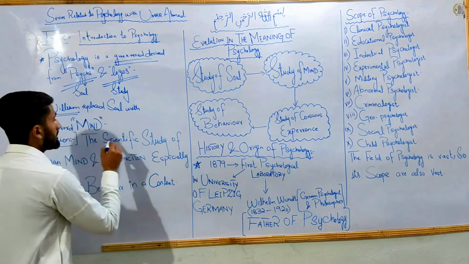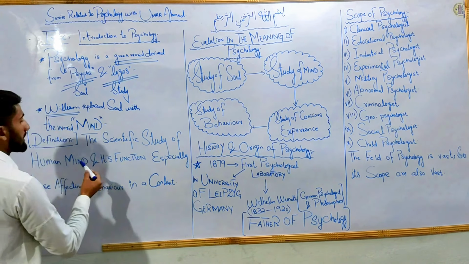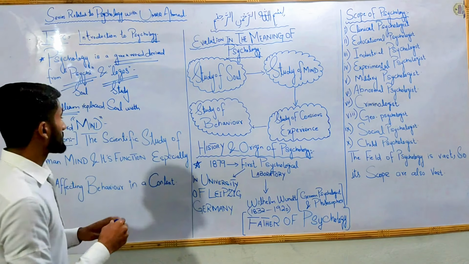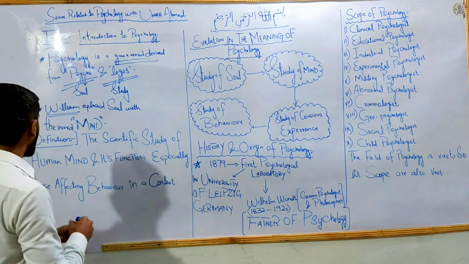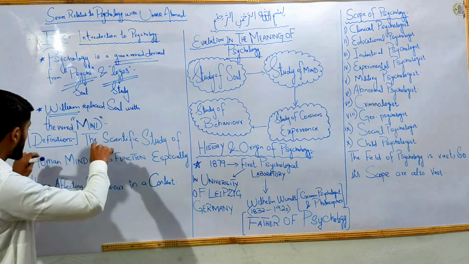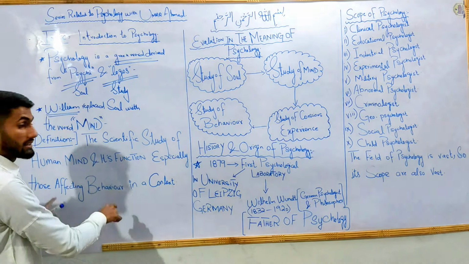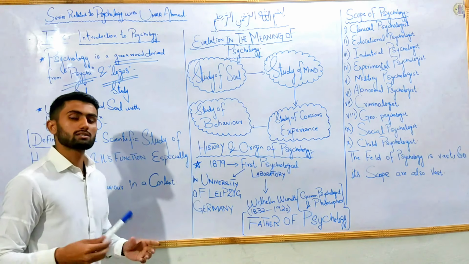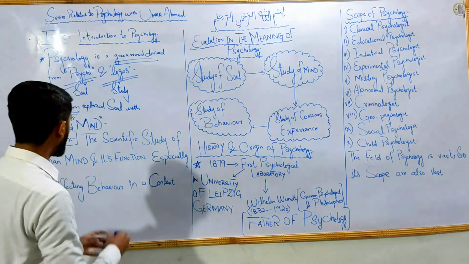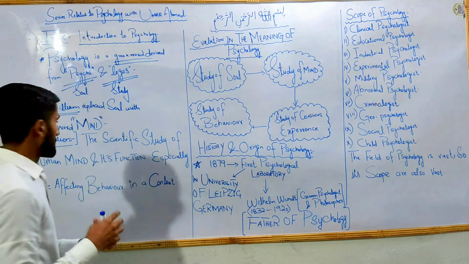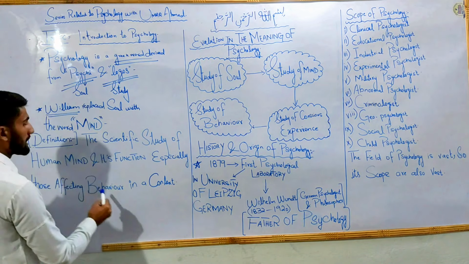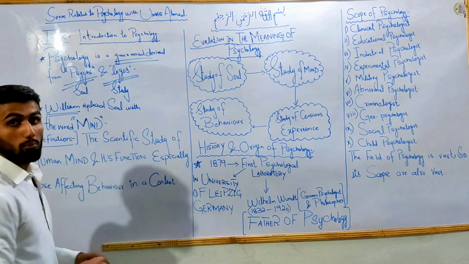Definition: the scientific study of human mind and its function, especially those affecting behavior in a context. Basically, he's saying that the study of science related to the human mind and functions, especially those affecting behavior, means it revolves around behaviors: how a human will talk to other persons or talk in a crowd, how we behave in different conditions. So this is the main definition of modern psychology.